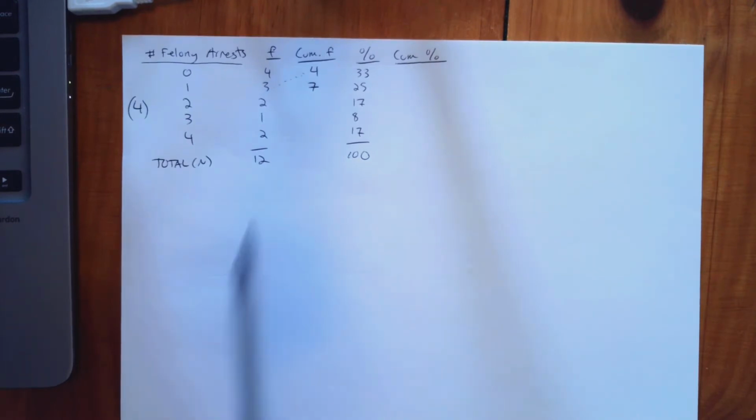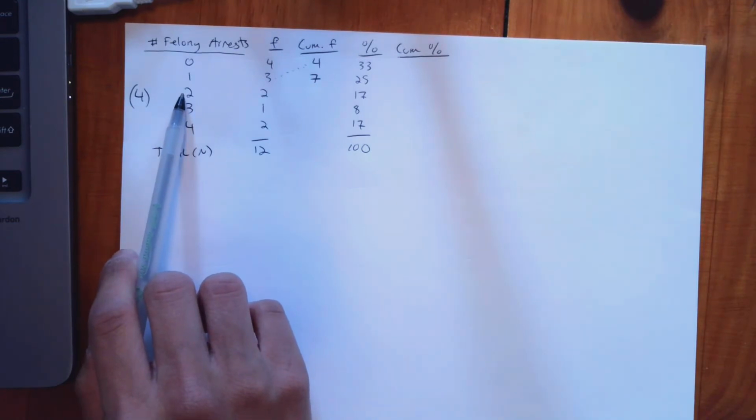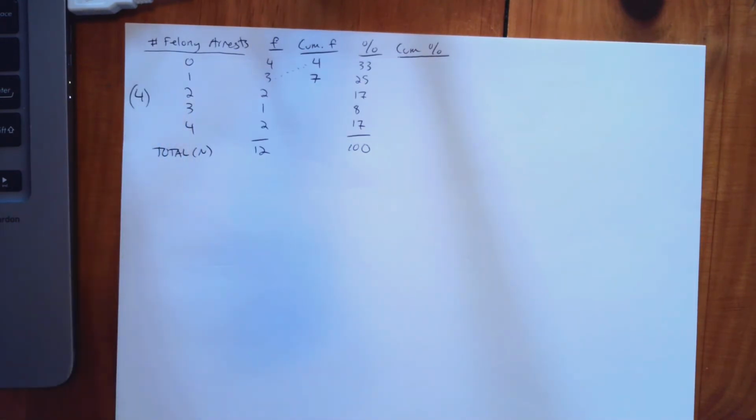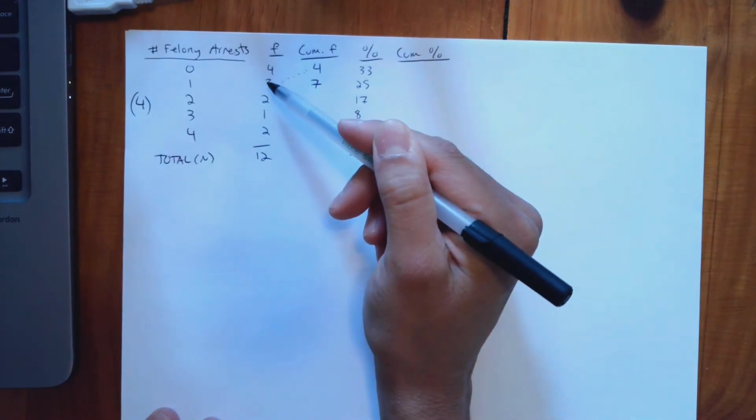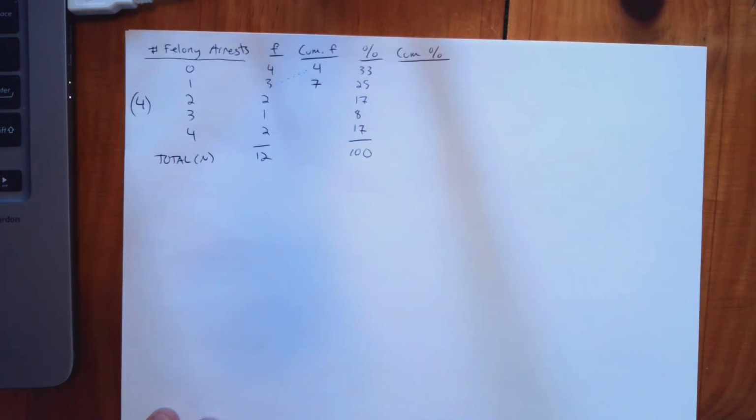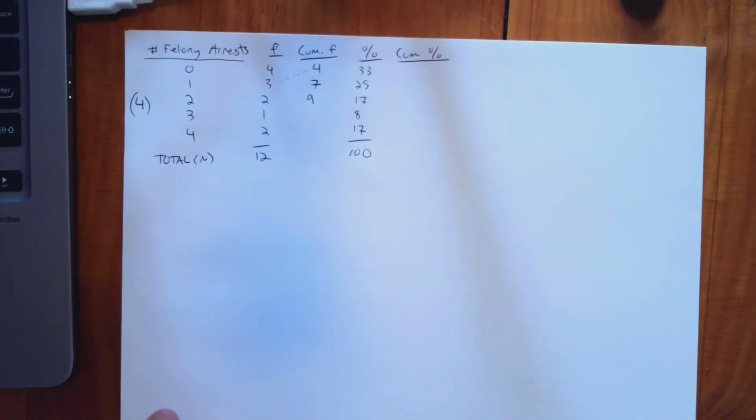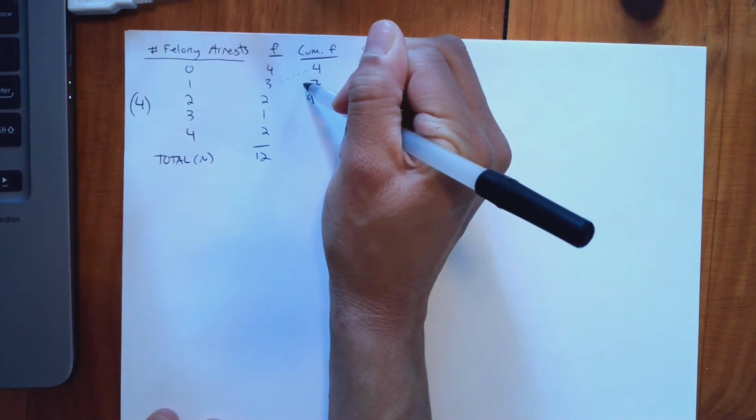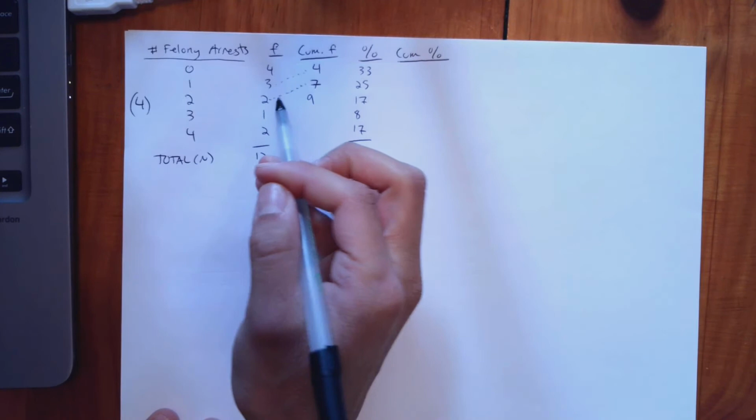Now we want to know what number of people in our sample have 2 arrests or fewer. 2 or fewer means 0, 1, or 2 arrests. So we could count up the numbers in this column. We could say that's 4 plus 3 plus 2, which comes out to 9. Or we could do something a little bit easier, which is do this diagonal addition. We've got a 7 in our cumulative frequency column. We're going to add that to 2 here, and that's going to give us 9.